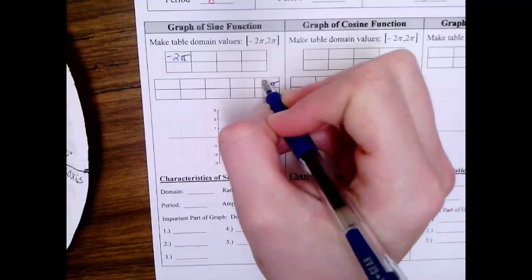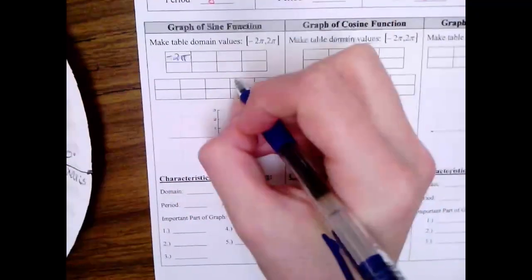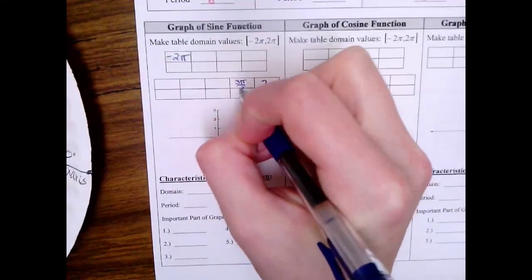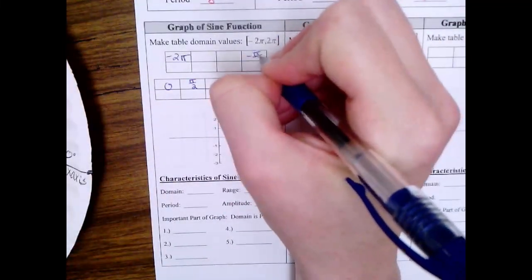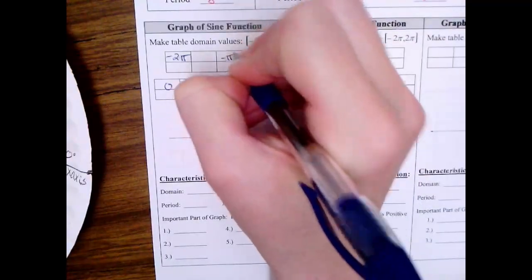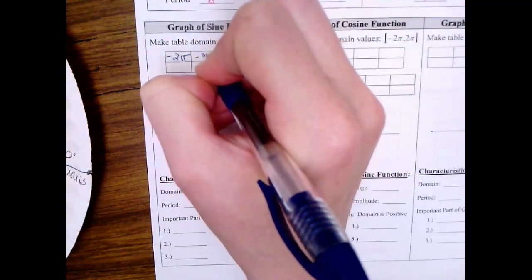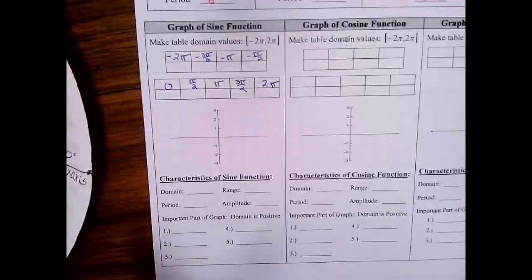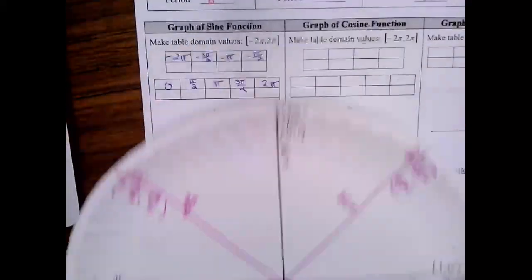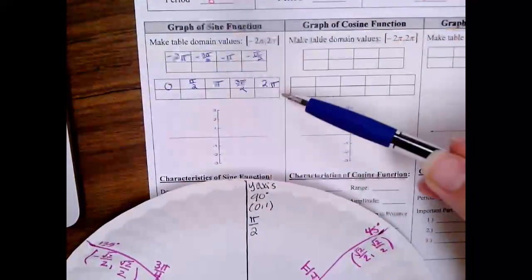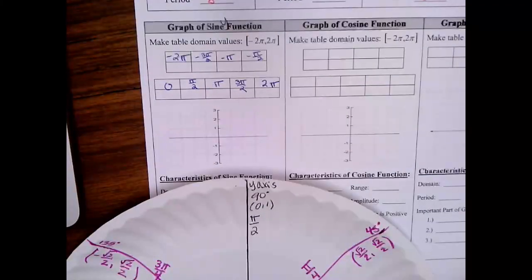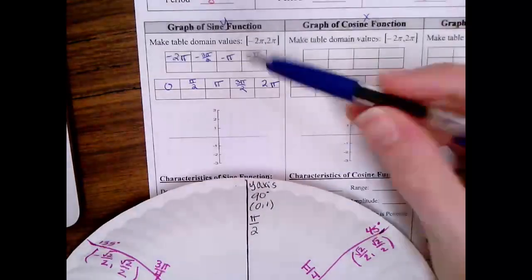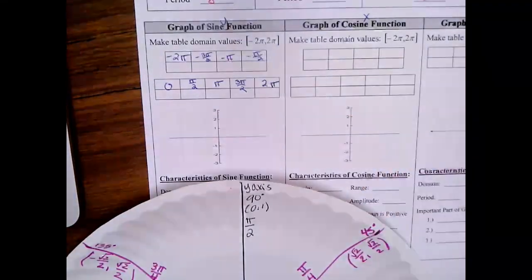So if I'm counting down from 2 pi, I would be at 3 pi over 2, 1.5 pi, pi, pi over 2, 0, negative pi over 2, negative pi, and negative 3 pi over 2. If you have your unit circle, you're going to look at each of these values and talk about what the y value is, because remember, sine is talking about y, cosine is talking about x.